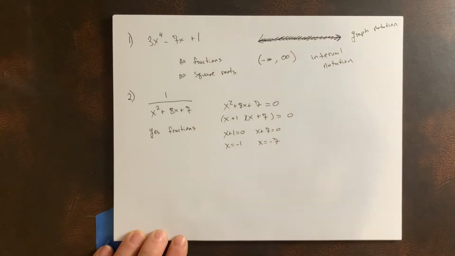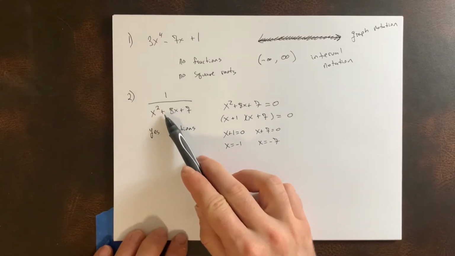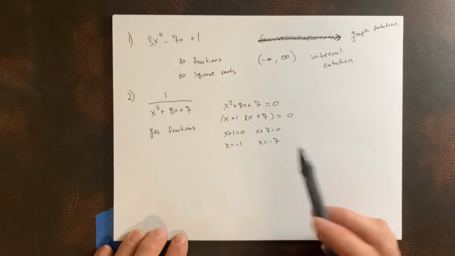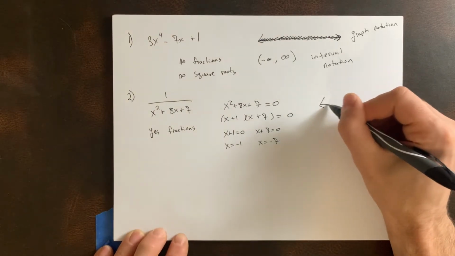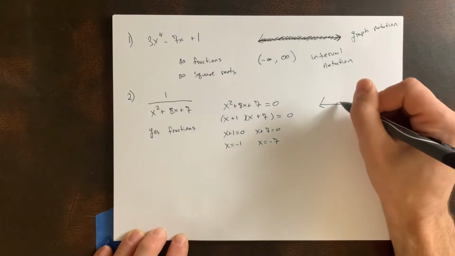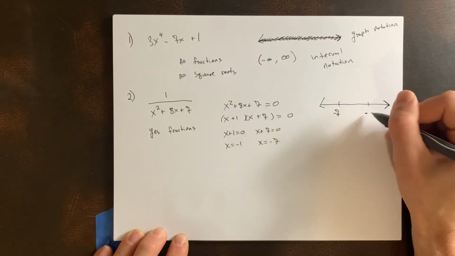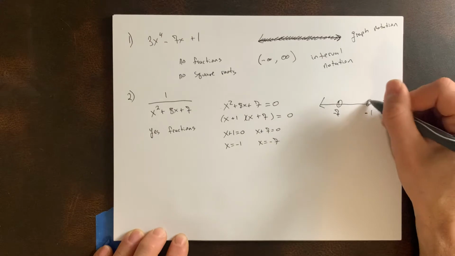So again, just like the previous page said, we have a fraction, so set the bottom of the fraction equal to 0. Then you get these two numbers, write them on a number line with a circle. So here's our number line. Here's minus 1. Here's minus 7. And we put circles on them.